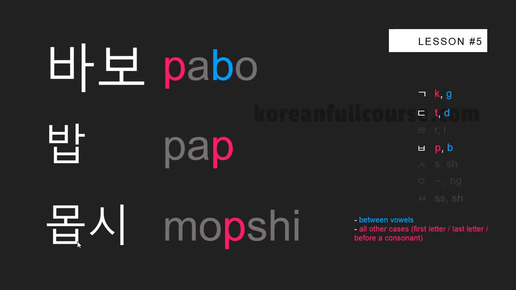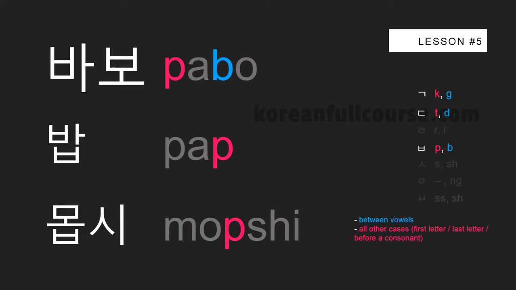And the last consonant that follows the same rule is piup. This word is pronounced as pabo, not papo or babo, okay? The second word is pap, and the last one is mopsi.